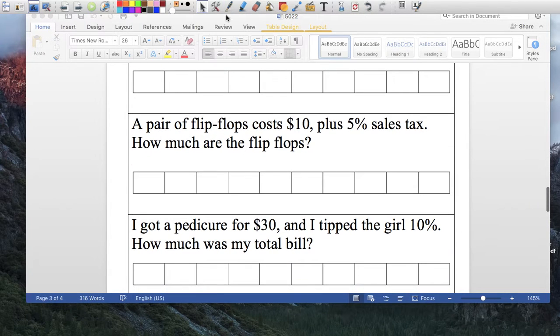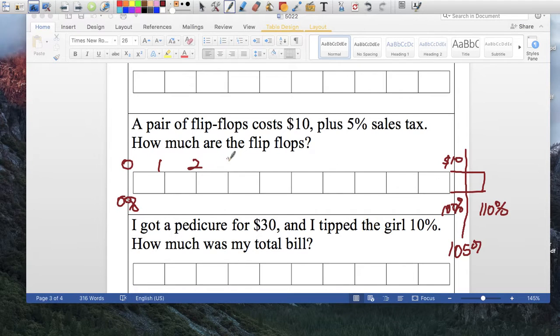Flip-flop is $10. That's 100%. I'm going to add another box, and that's going to be 110%. But I don't want 110%. I want half, right? Because that's 105%. So let me put 0%, $0, is going to be 1, 2, right? Because 10 divided by 10 is 1, 3, 4, 5, 6, 7, 8, 9, 10. This would be 11 right here.